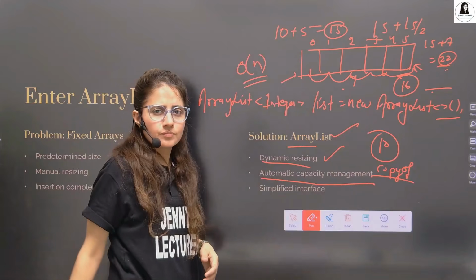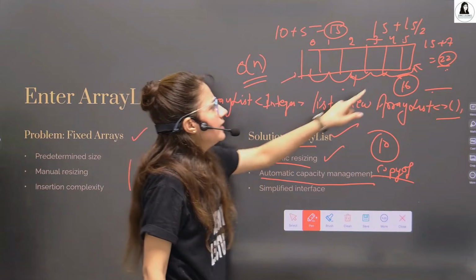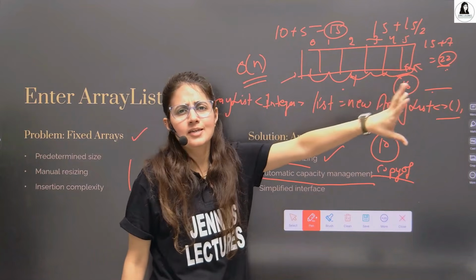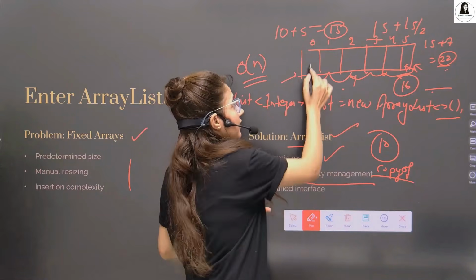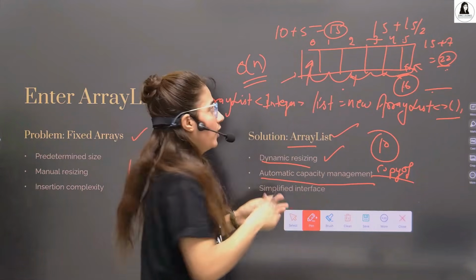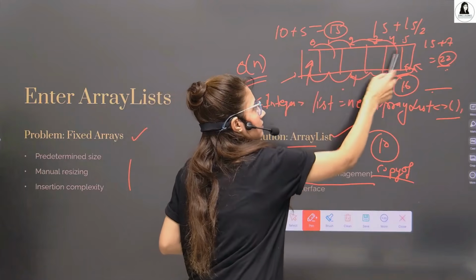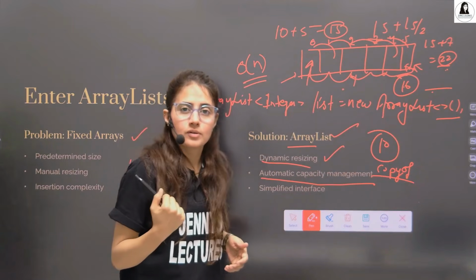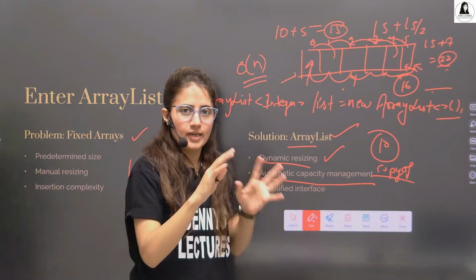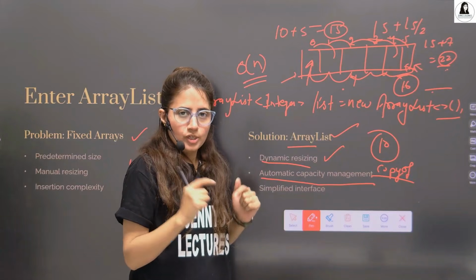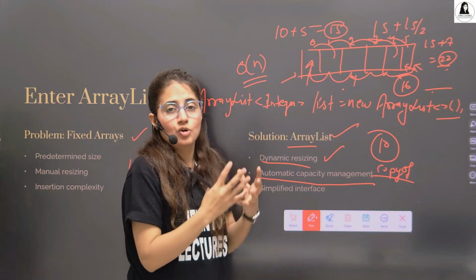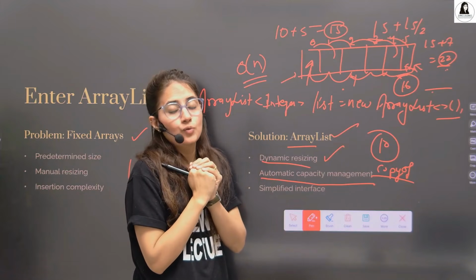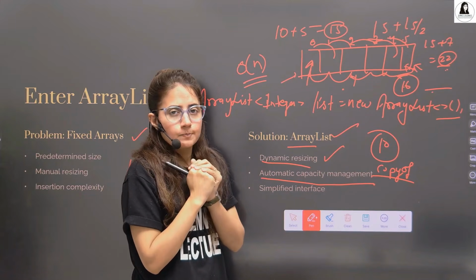Shifting is done. If you want to delete an element from the last, you can directly delete in order of 1 time complexity. We don't need any shifting. But if you want to delete an element from the beginning, then shifting is required. You have to shift all the elements one place to the left, right? Both in array and array list. So these operations are costly, having time complexity order of n in the worst case, right?